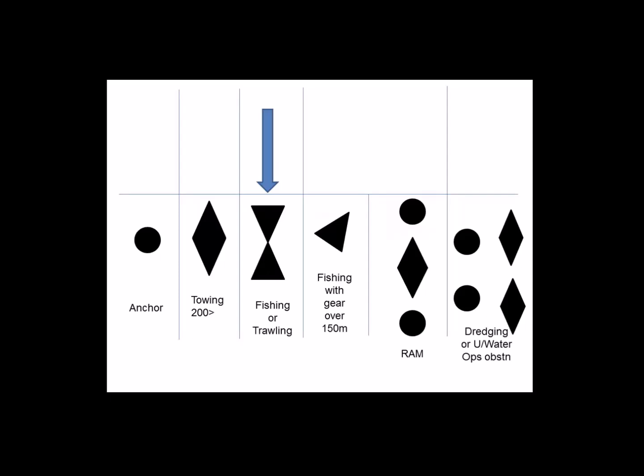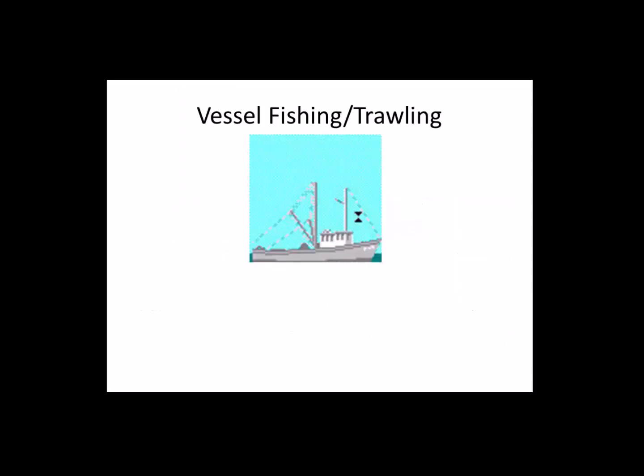Then we have a signal for vessels engaged in fishing or trawling. So fishing, the definition being where the method of fishing restricts manoeuvrability, and trawling, the assumption being that a vessel trawling is towing its equipment behind. Both vessels would then display the same signal, 2 triangular shapes, apexes or points together.